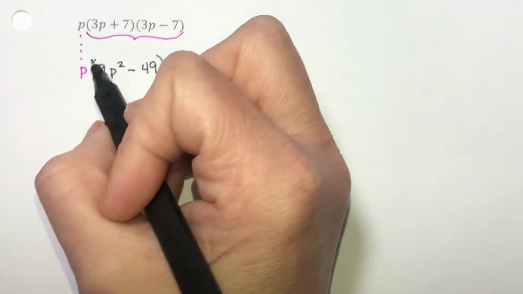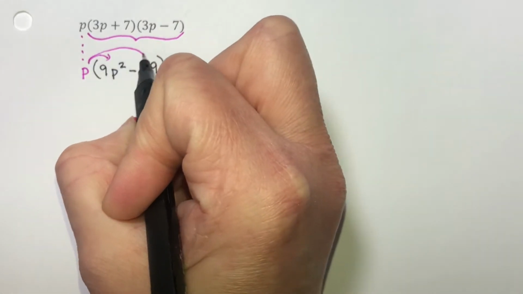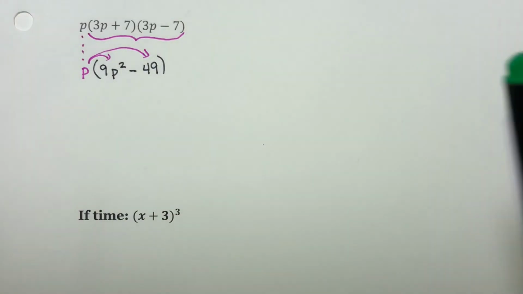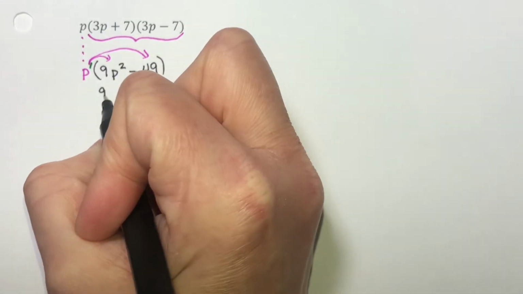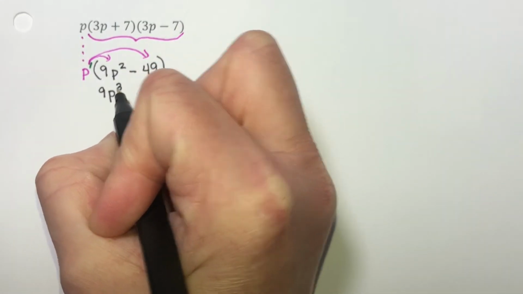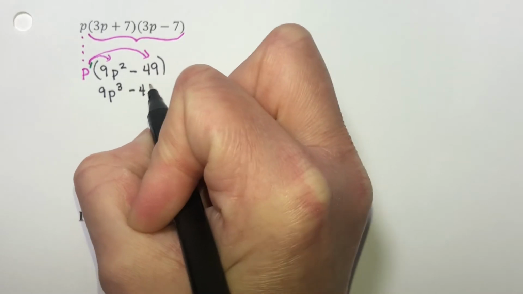Now distribute this p. Remember that the p has a first power on it, and we're adding exponents because we're multiplying. So this is 9p to the third power minus 49p.